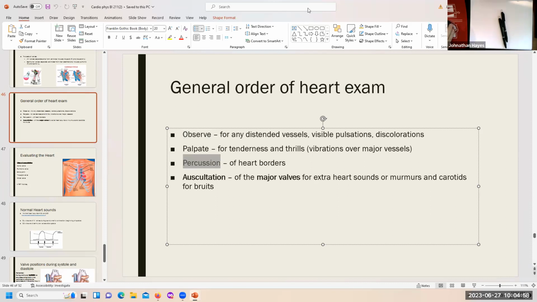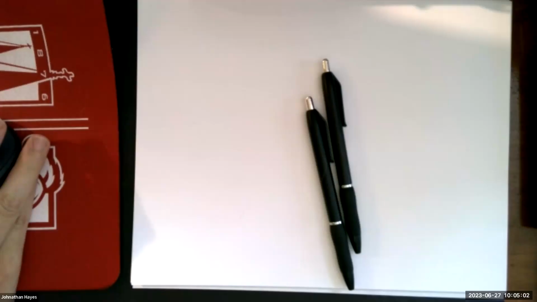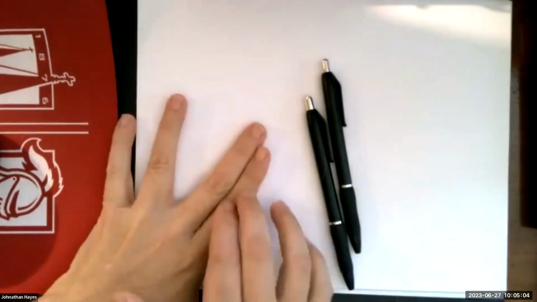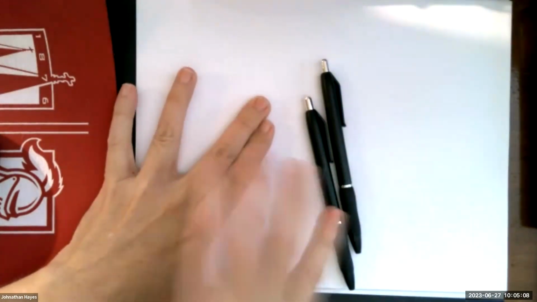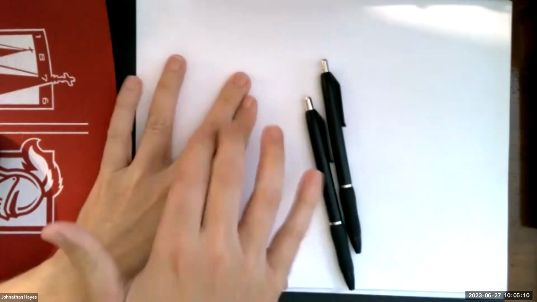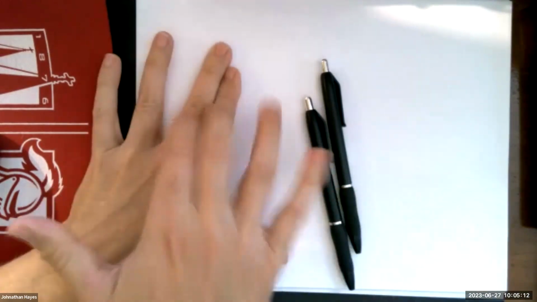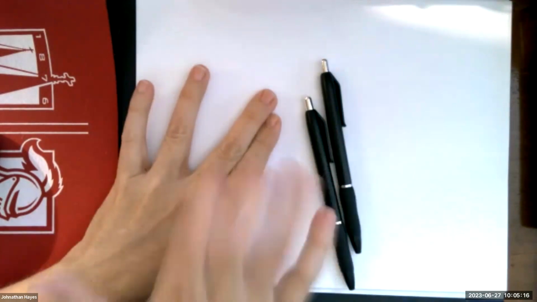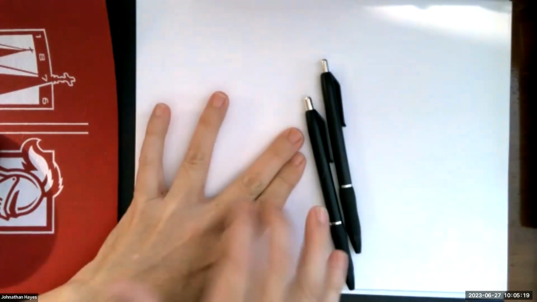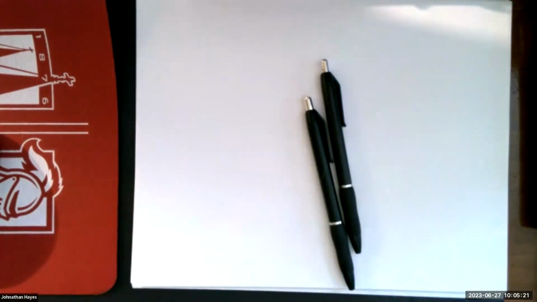There's different types of percussion that we can use, but a lot of times, if you're using just fingers, and you're trying to listen for the borders of the heart, sometimes we'll just kind of tap on our fingers like this. And when you're over solid objects in the body, the tap will be a little bit more dull. And when you're over air pockets like the lungs, then it's going to have more, I guess, kind of like an echo type sound to it.